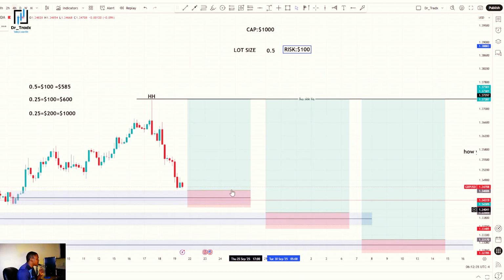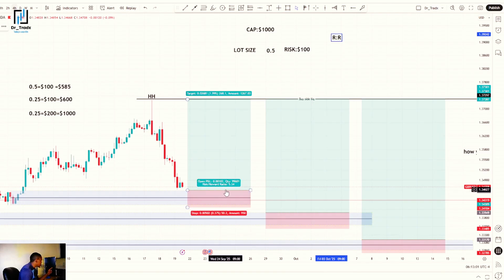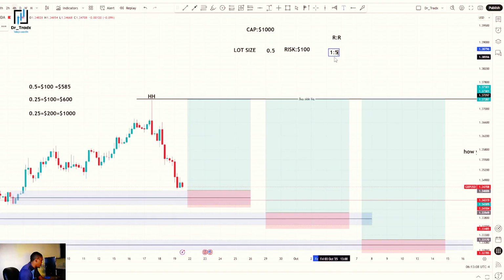Now with the risk to reward, once I do that, remember I've just placed this. Now I look, what is the risk to reward ratio of this? Let me put another column here for risk to reward, RR. You'll find for this one it is 1:5.3. Okay, just bear with me. 1:5.3. I think I'm okay with that.